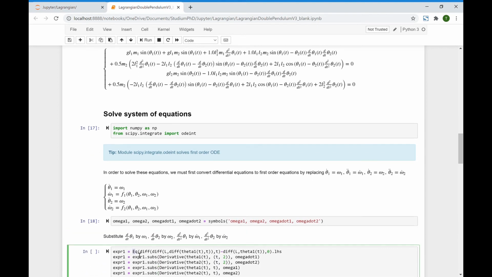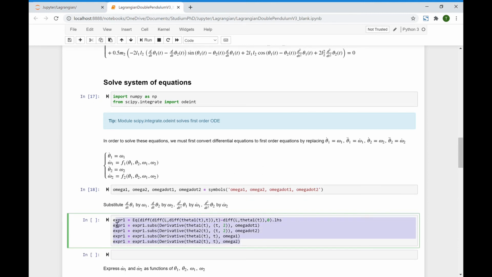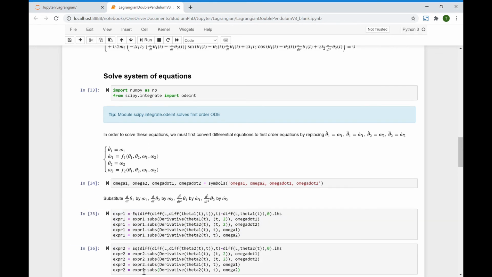We take first the first equation, we take the left hand side of it, and then we substitute the second derivative of θ1 with respect to time by ω̇1, and the second derivative of θ2 with respect to time by ω̇2, and the first derivative of θ1 with respect to time by ω1, and the first derivative of θ2 with respect to time by ω2. And we do the same for the second equation. So that's how we perform the substitution in equation number 2.